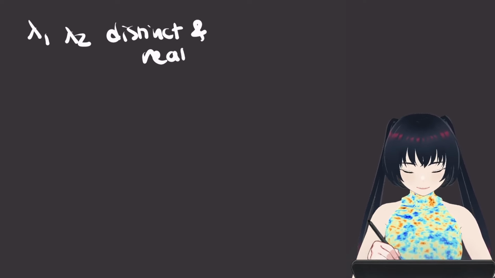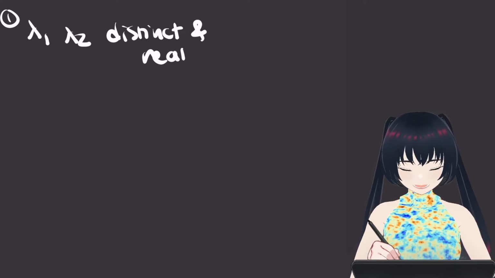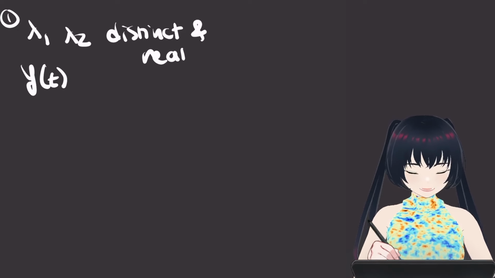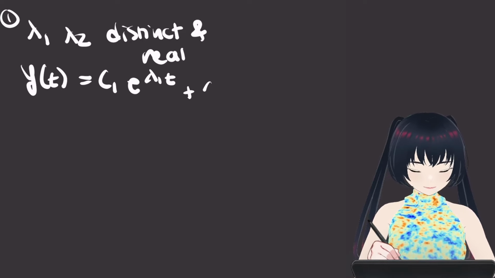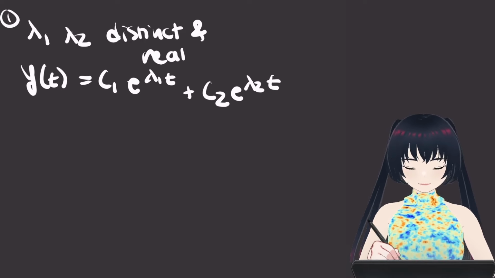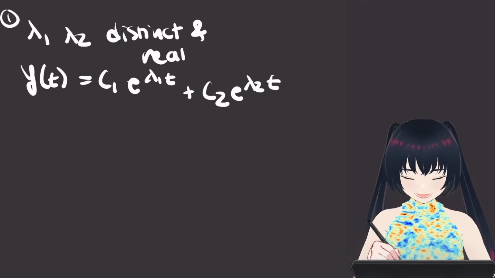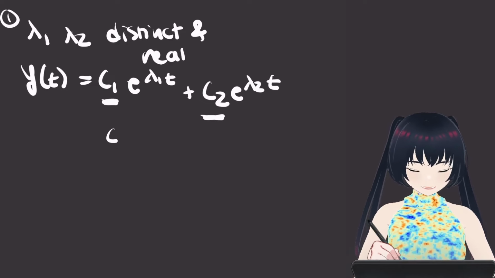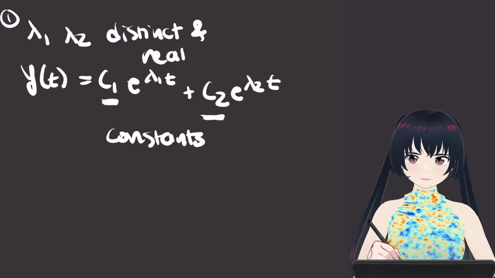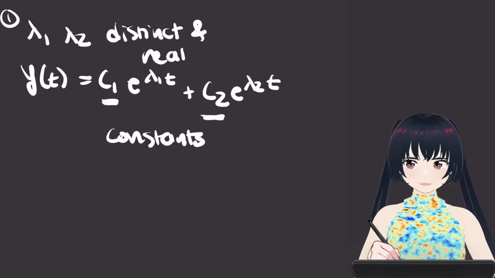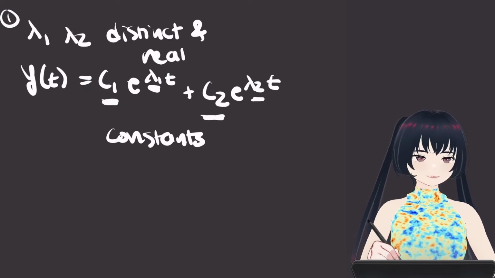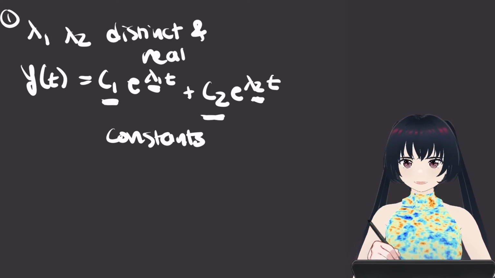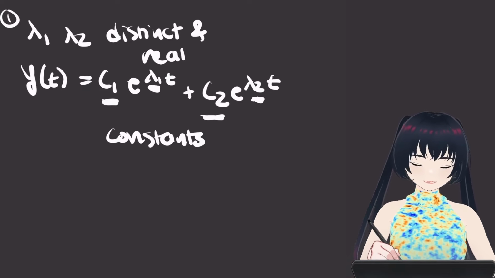In this case, we would say that the solution to this ODE is of the form y of t is equal to c1 e^(lambda 1 t) plus c2 e^(lambda 2 t). So what is exactly going on here, right? c1 and c2 are constants. They're numbers like 1, 2, 3, or in some instances even more complex than that. Lambda 1 and lambda 2 are the solutions to the characteristic polynomial that we just solved.